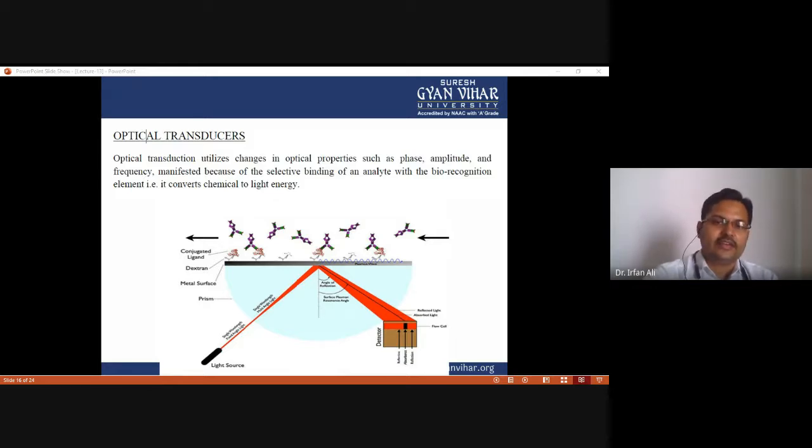This occurs only at a specific angle and wavelength of incident light and is highly dependent on the surface of the gold, such that binding of a target analyte to a receptor changes the resonant frequency, which produces a measurable signal. Okay, so in that way, we have to exploit the optical property in the development of biosensors.